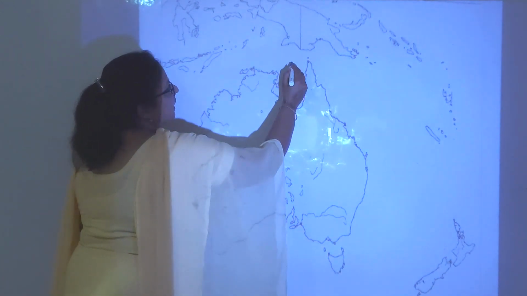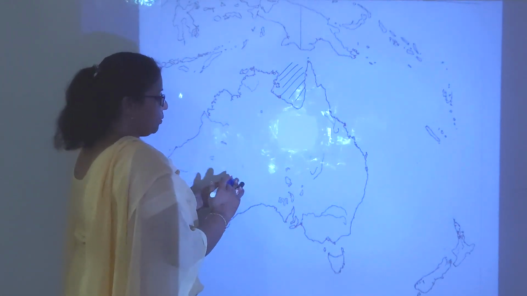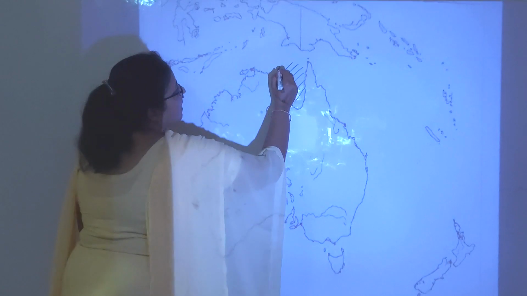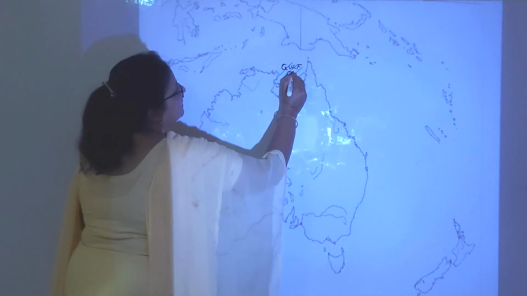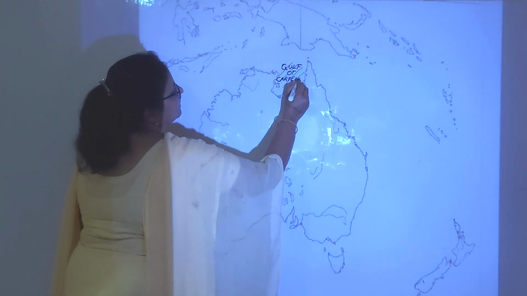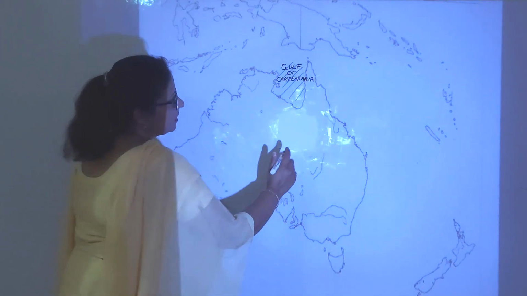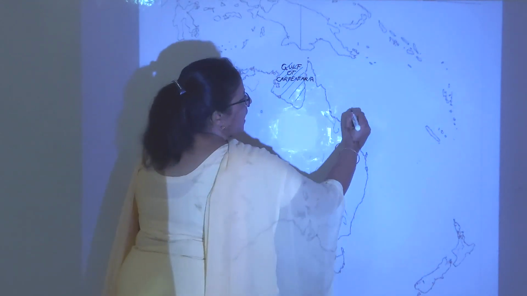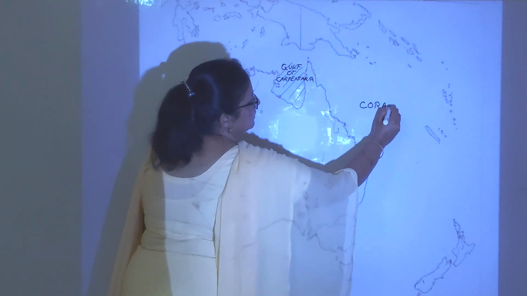Now here we have the Gulf of Carpentaria. Now I am just shading in blue. You will be coloring it with a blue color pencil and write Gulf of Carpentaria. Like this. So moving in a clockwise direction, here you can color this entire area blue and write, here we have the Coral Sea.